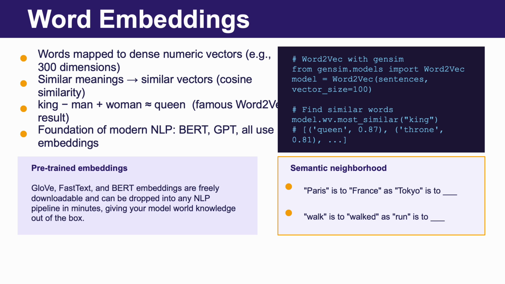So the semantic neighborhood would be: Paris is to France as Tokyo is to Japan. Walk is to walked as run is to ran. The foundation of modern NLP, BERT, GPT, and others, all use embeddings. This code you can test run by yourself in Python.